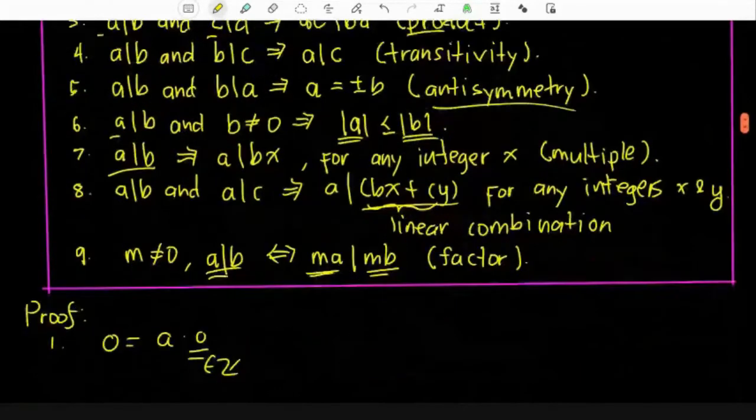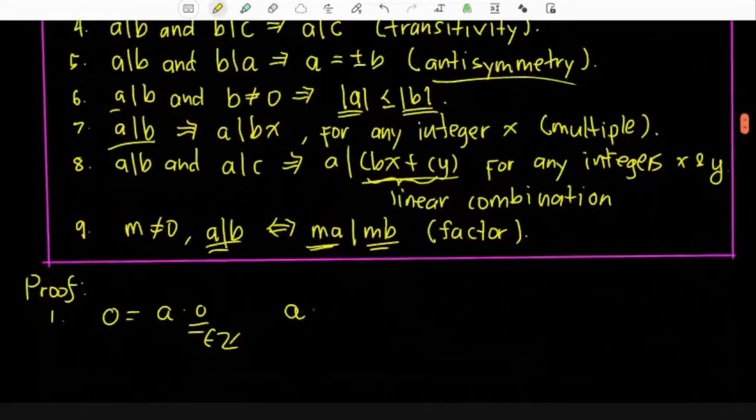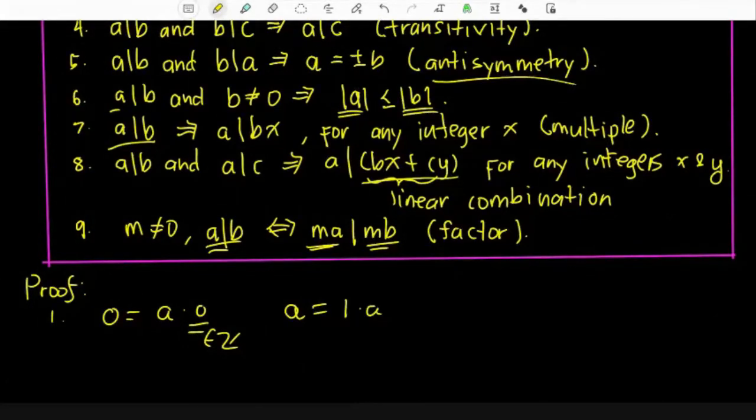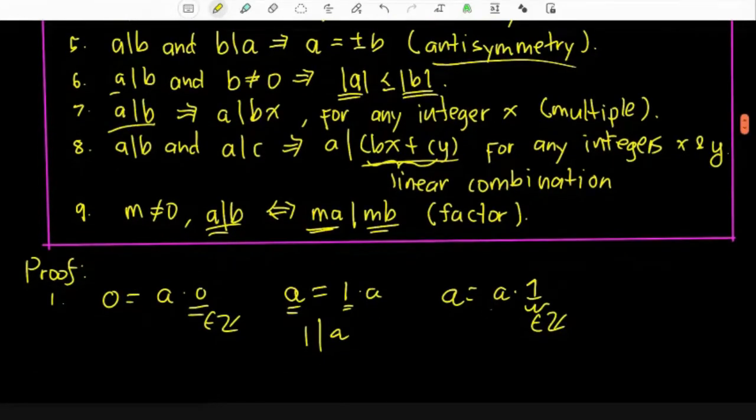1 divides A. So, kailangan mo lang isulat si A as 1 times something. Pero, ang A ay 1 times A, by multiplicative identity. O, di ibig sabihin, si 1 divides si A. A divides A. Ang A equals sa A times 1. Basta kailangan ka lang humanap ng integer. So, sinusunod lang natin yung form ng definition.